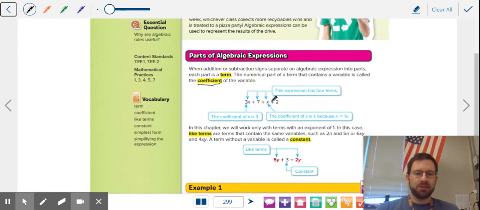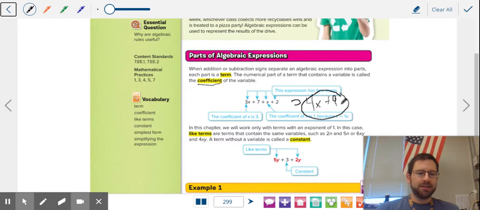So if I were to add 3x plus 1x, it would be 4 x's. If I were to add 7 plus 2, it's 9. So the simplified version of this expression is 4x plus 9. Now, you're going to see later, that is the simplified version.